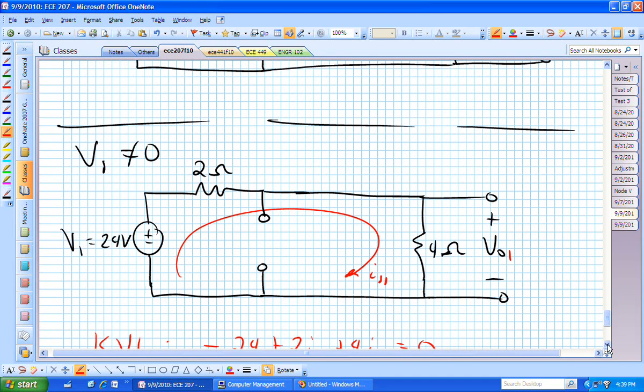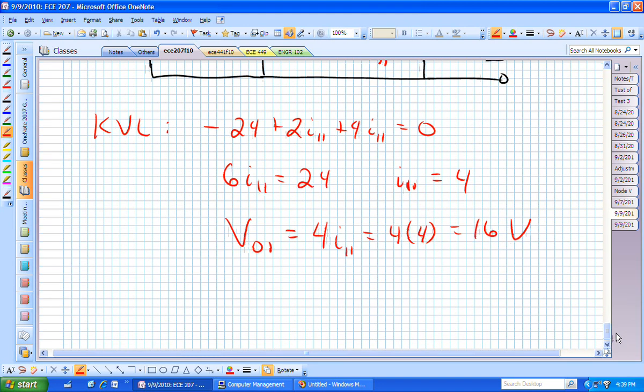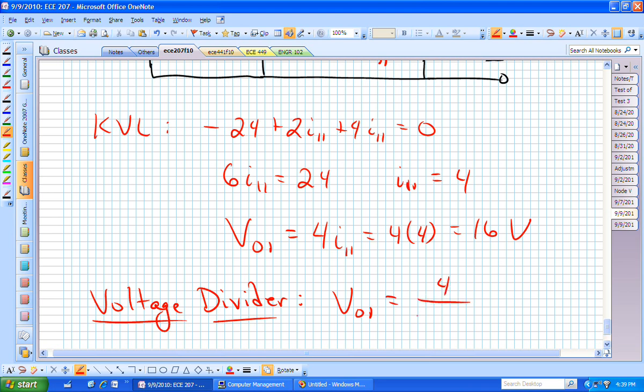But that's all you're doing. You're dropping 24 volts across effectively 6 ohms. 4 here and 2 there. If we did a voltage divider, you don't have to do both of these, but you could if you were enjoying your Saturday evening. You could say, oh, V sub 0, 1 is 4 divided by 2 plus 4 times 24.